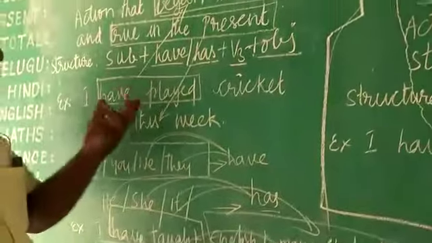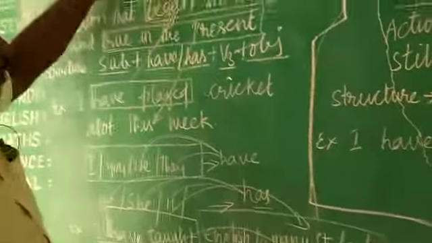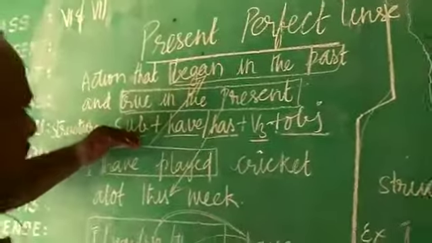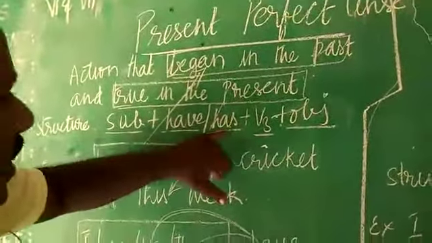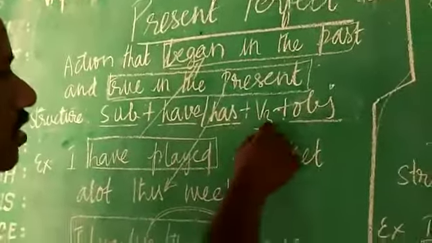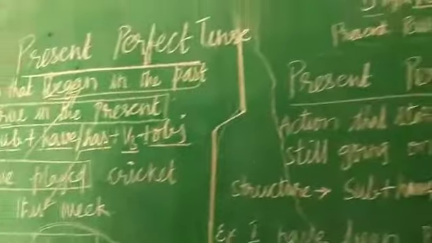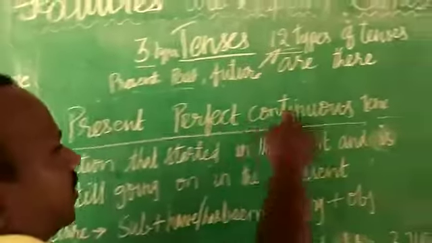So children, once again I am reminding you that if you want to write a present perfect tense sentence, you should know the structure, that is subject plus have or has, V3 and object. Okay, let's go to the next one, that is the present perfect continuous tense.